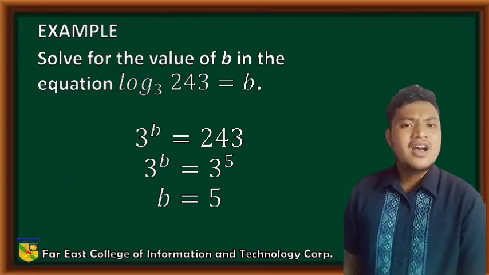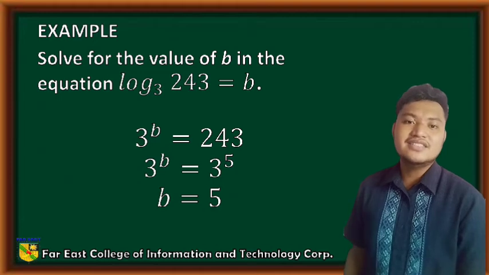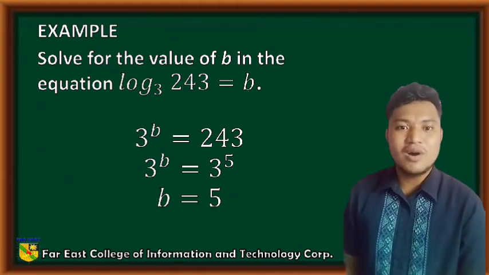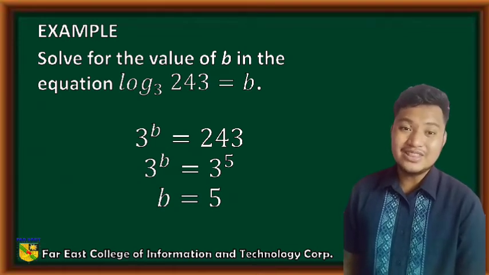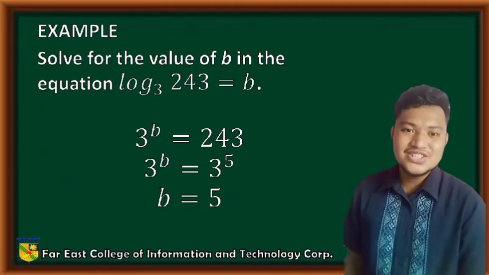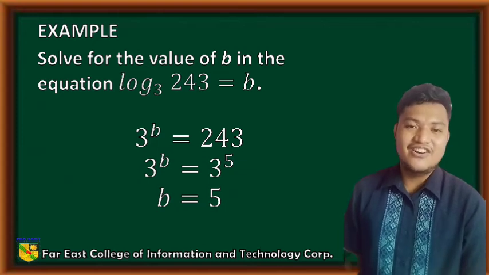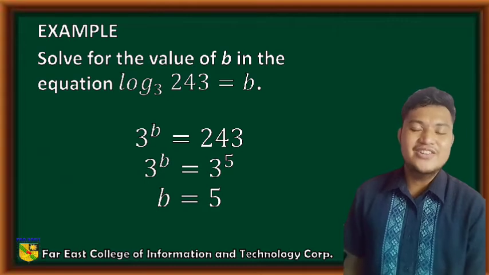So, try to get 3 to the 5th. 3 times 3 is 9. 9 times 3 is 27. 27 times 3 is 81. 81 times 3 is 243. So, 243 is equal to 243. Correct. So, our solution is correct, and our final answer is correct. Next is the properties of logarithm.